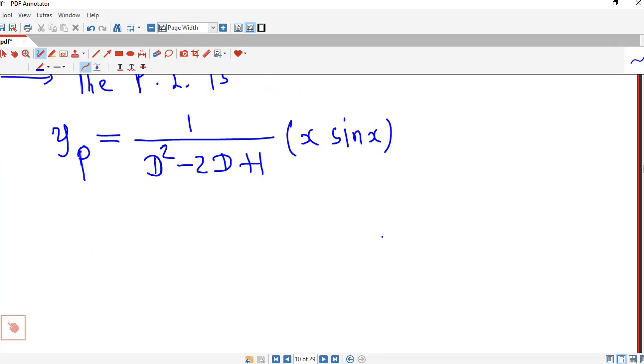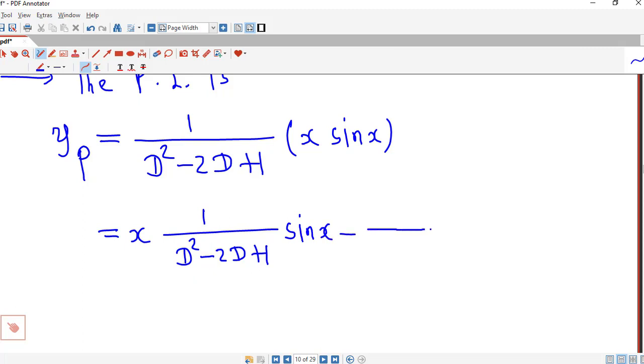So 1 over f of D, x into g(x). We use the formula x as it is, 1 over D squared minus 2D plus 1 applied to sin x, minus the derivative of D squared minus 2D plus 1 with respect to D. Derivative of D squared is 2D, minus the derivative of 2D is 2, and the derivative of 1 is 0.